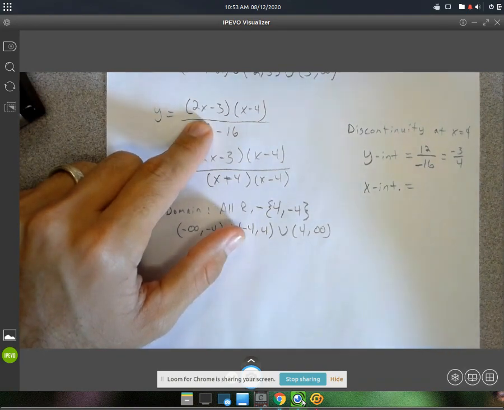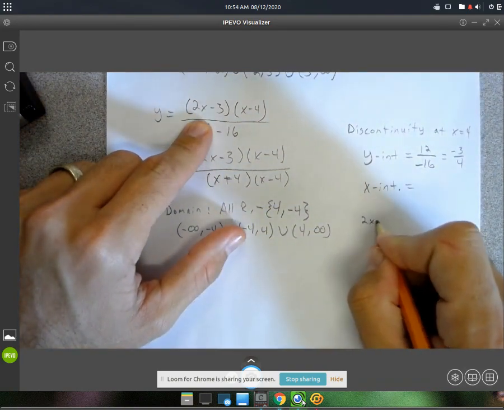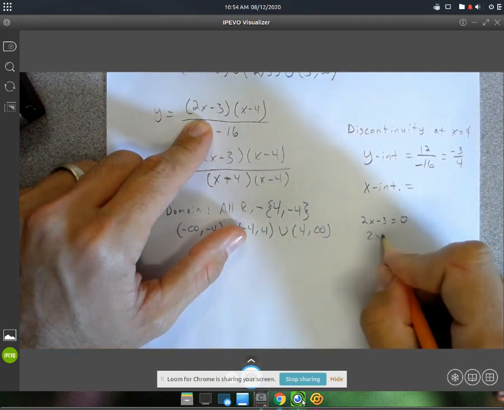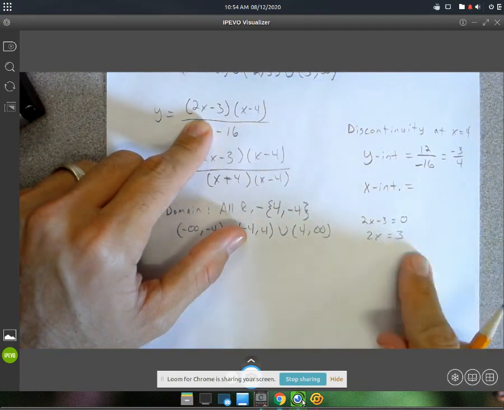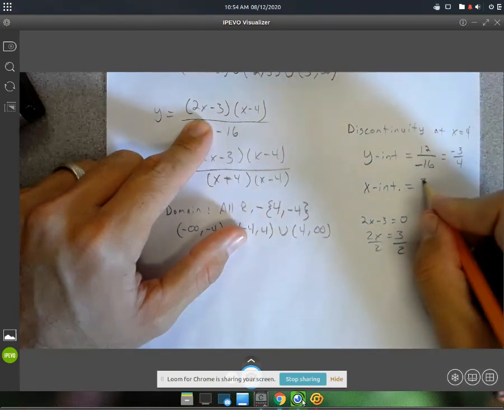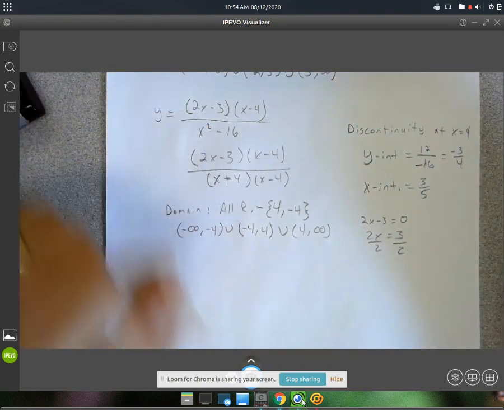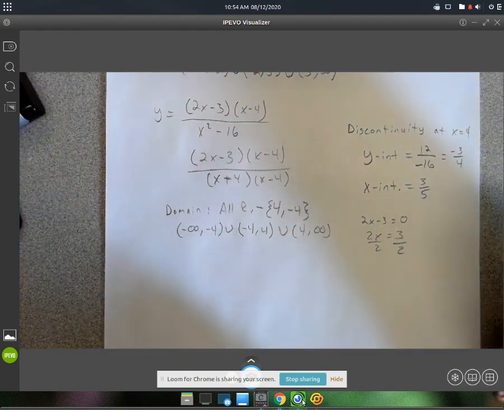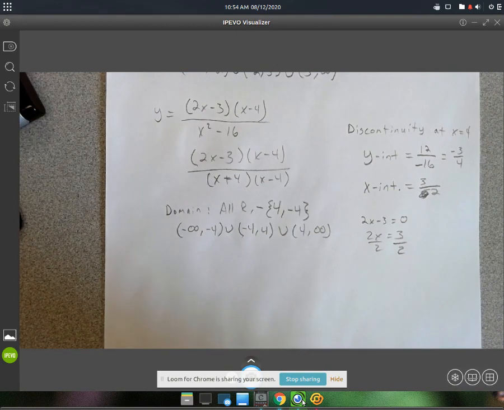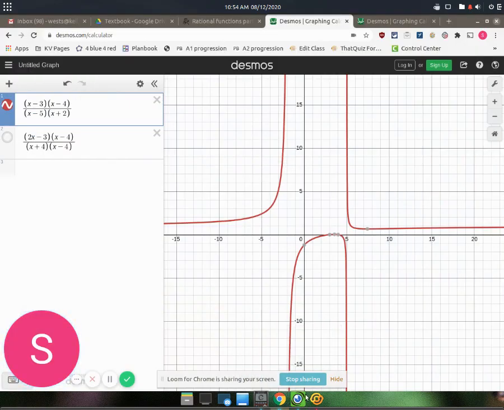We would set 2x minus 3 equal to 0. Add 3 to both sides, and then divide by 2. And that was going to give us x equals 3/2. Right? And that, oh, I said 3/5, my bad. 3/2. And that's going to be our only x-intercept for this graph. I'll look at that one.